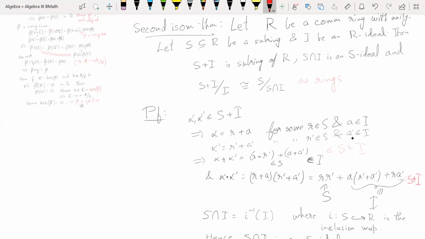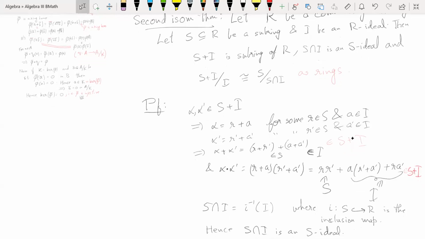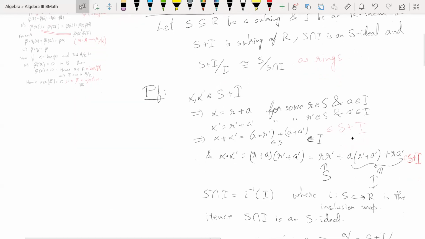So in particular, we get that i inverse of capital I is actually an ideal of the domain, which is S. But i inverse of I is by definition S intersection I. So S intersection I is an S ideal by the lemma.